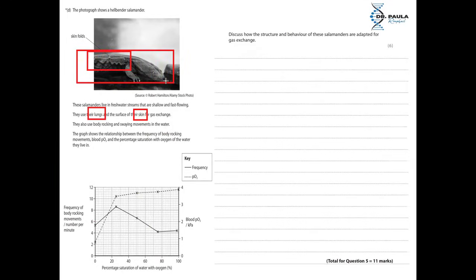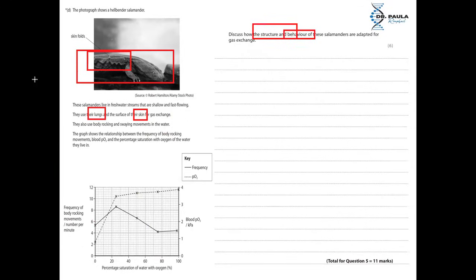For sure, this skin receives a large amount of blood capillaries in order to ensure a high concentration gradient as well. You know that from your own knowledge. And for sure, the skin, if you remember in O level, we took that the frog can do this as well. So the skin is permeable to the gases here. That's why the gases can go through the skin. Perfect. So we explained a lot about that structure. Don't forget to talk about the behavior as well.